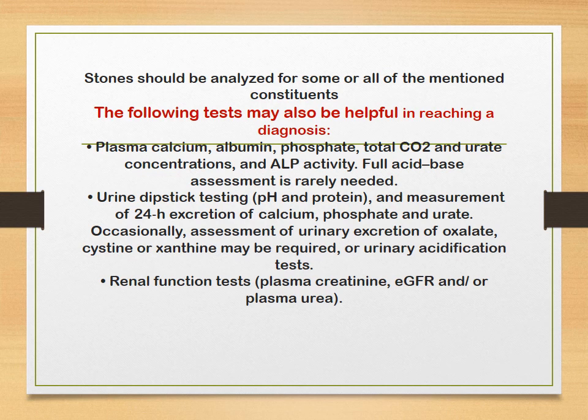And also, for laboratory investigation we need calcium and phosphate in the blood, albumin, acidosis, also CO2, alkaline phosphatase, general urine examination, and may need 24-hour measurement of calcium, phosphate and urate. Also, renal function tests: plasma creatinine, estimated GFR, and plasma urea.